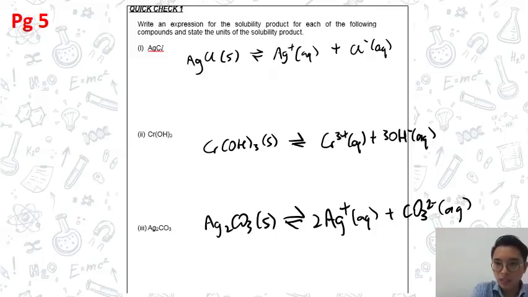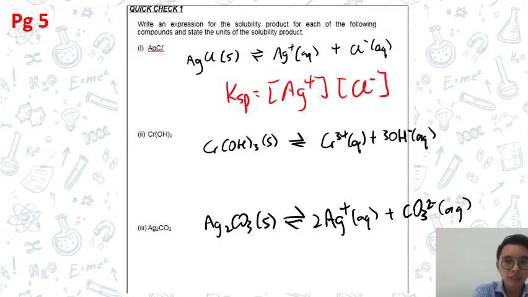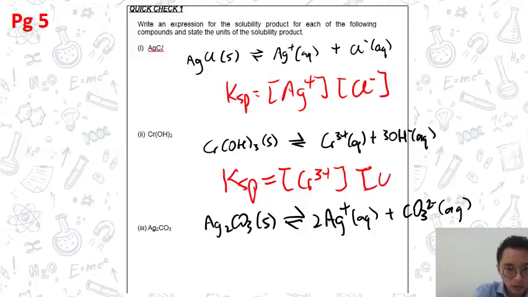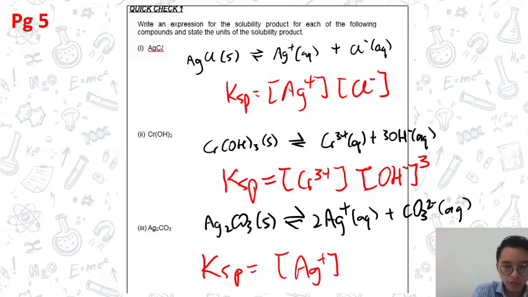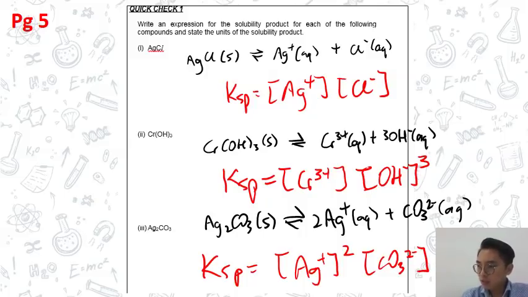The first one will then be Ksp equals the concentration of Ag+ multiplied by the concentration of Cl-. Then for the next, the concentration of Cr3+ multiplied by the concentration of OH- to the power of 3, because the coefficient is 3. Last one, [Ag+], the coefficient is 2, so to the power of 2, and [CO3 2-]. I'll leave it there for a while if you need to copy anything.